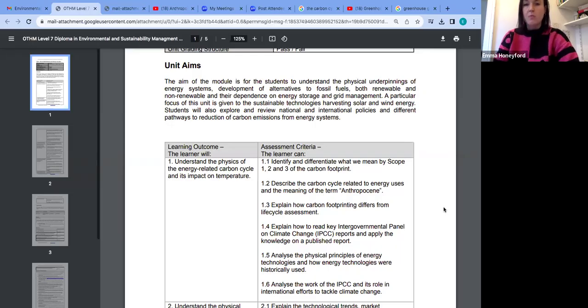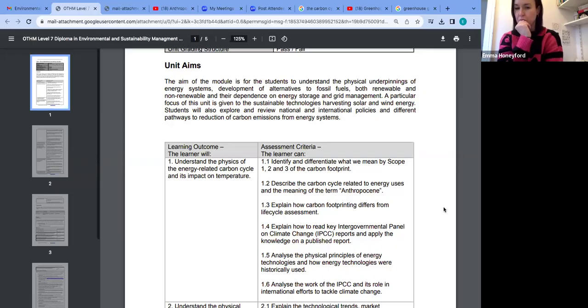1.2, learners should be able to describe the carbon cycle related to energy uses and the meaning of the term Anthropocene. 1.3, explain how carbon footprinting differs from life cycle assessment. They are very different methodologies and we will cover that today. 1.4, explain how to read key Intergovernmental Panel on Climate Change, known as the IPCC, reports, and how to apply that knowledge within the IPCC on a published report.